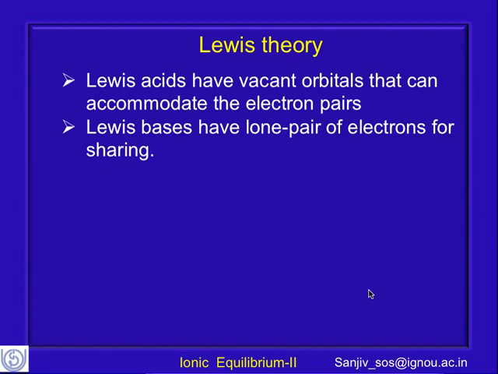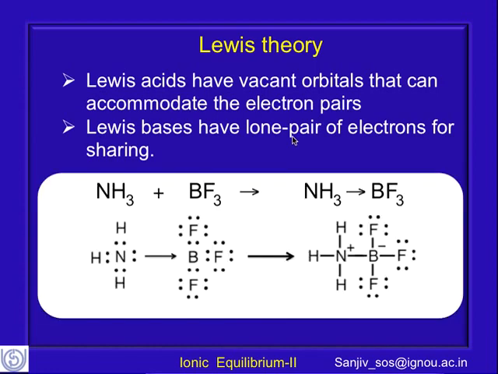Look at this example. Basically, Lewis acids will have vacant orbitals that can accommodate the electron pairs which come from a Lewis base. And Lewis bases will be the ones which have lone pairs of electrons which can be donated or shared. Look at the example of the ammonia and BF3 reaction, boron trifluoride. You see the structure of ammonia. There is a lone pair of electrons on the nitrogen atom. Whereas in the case of BF3, if you look at the boron, there are 2, 4, 6 electrons. That means the octet is not complete.